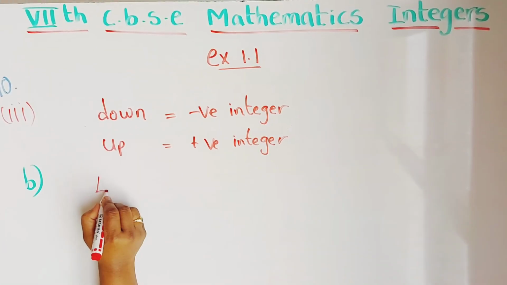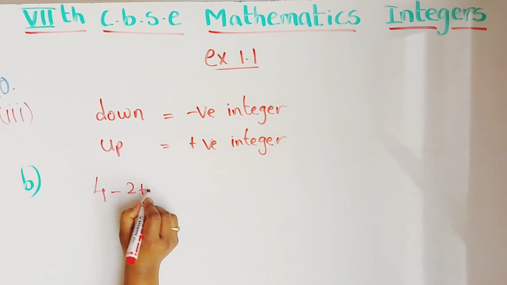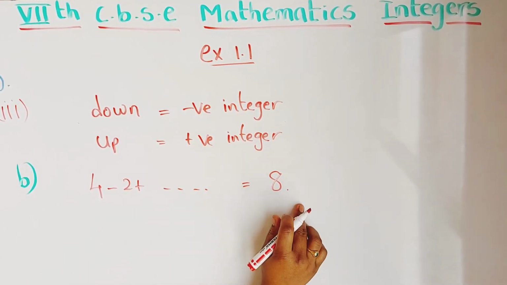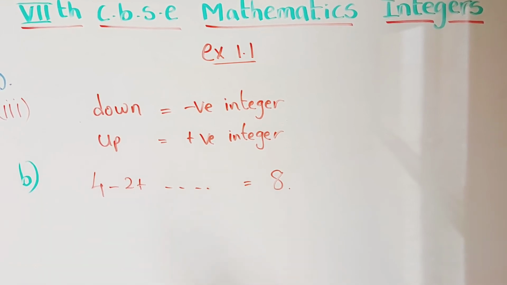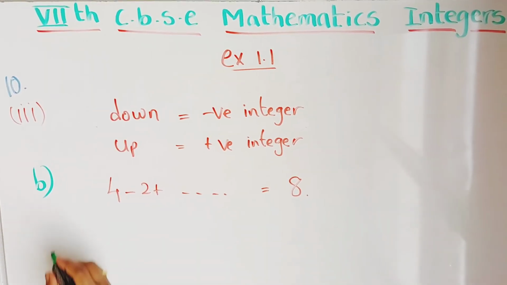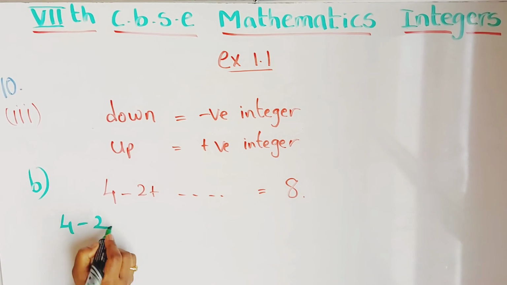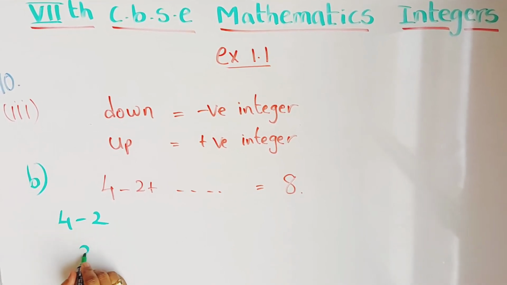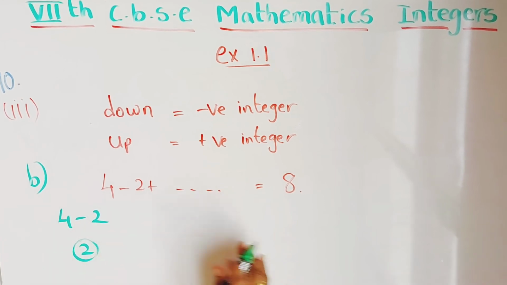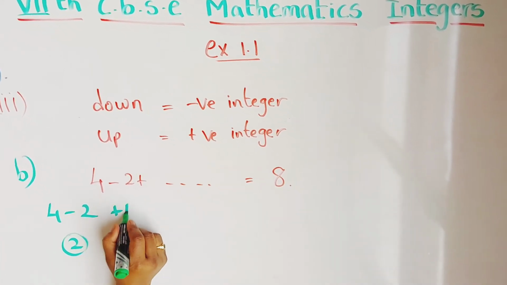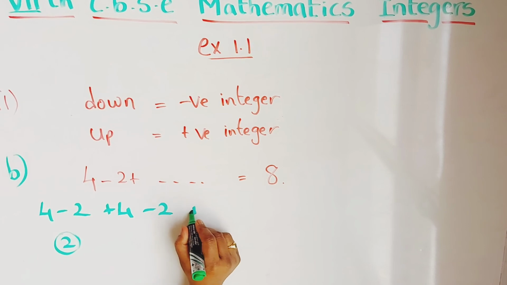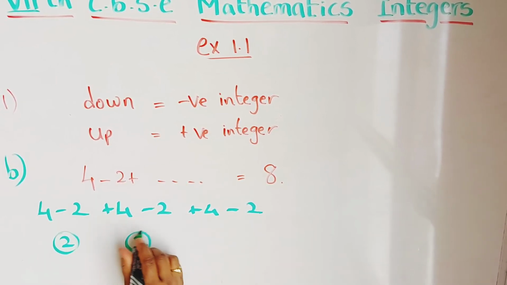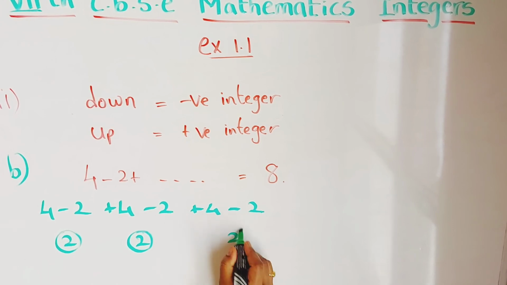Question B, they have given the pattern like this. 4 minus 2 plus so on until we get plus 8. Okay children, now we will try this pattern. 4 minus 2. What is 4 minus 2? One positive integer and negative integer. 4 minus 2 is 2, right? So we will continue 2 more steps. Again plus 4 minus 2, plus 4 minus 2, right? Now what is 4 minus 2? Here also 2, and here also 2.